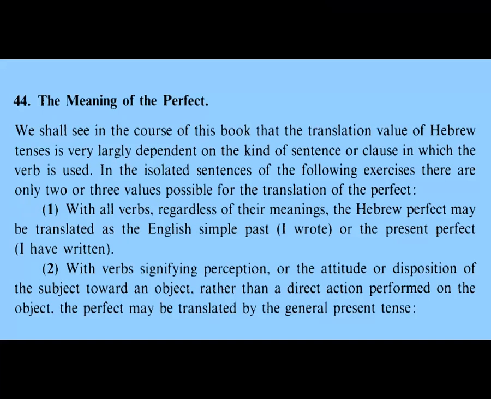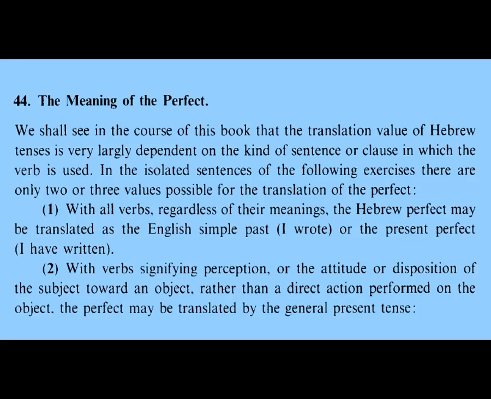We've got four possibilities. Number one, with all verbs, regardless of their meanings, the Hebrew perfect may be translated as English simple past, like I wrote, or the present perfect, I have written. That's the easiest way, and that's the most common way we normally translate those.